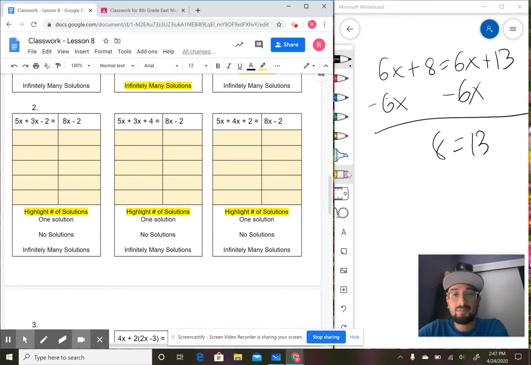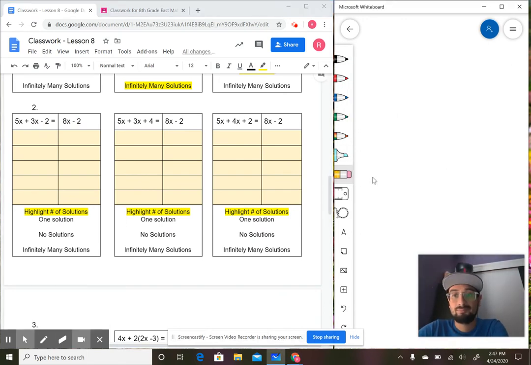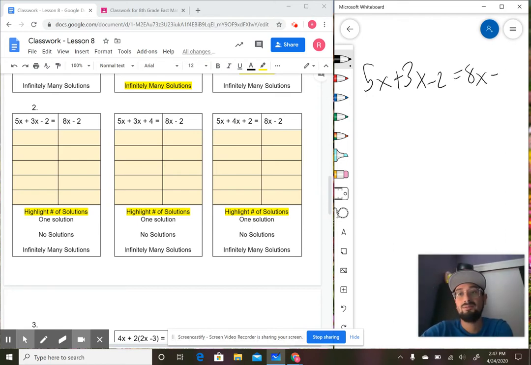Okay, let's move on to the next problem. So 5x plus 3x minus 2 is equal to 8x minus 2.